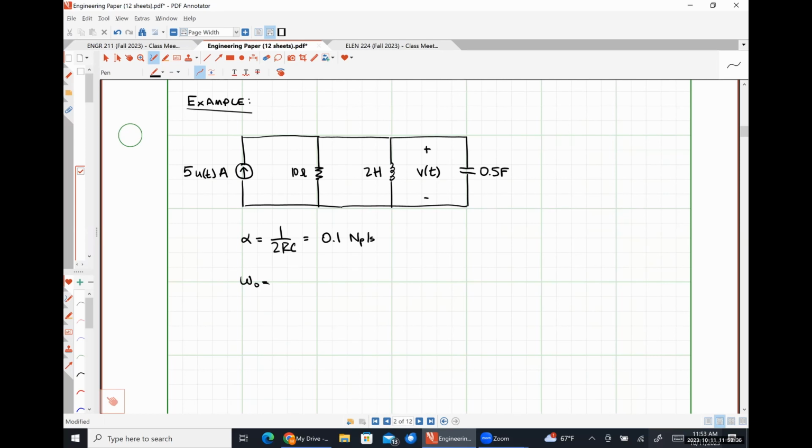What's omega naught? 1 over root LC. What's that going to be? Saying 1, 2 times a half, so 1 over the square root of 1. Yeah, that's definitely 1. All right. Putting this together, what are we expecting the response of this circuit to look like? Omega naught is greater than alpha, so this would be an underdamped circuit, right?